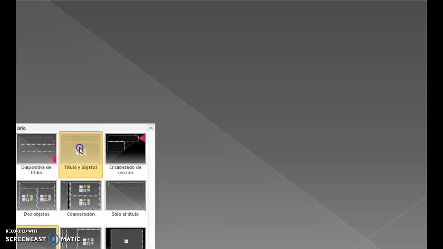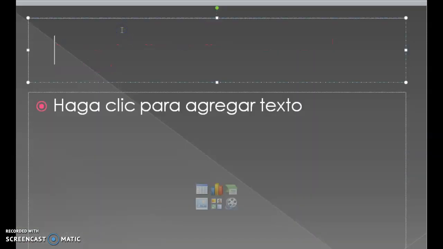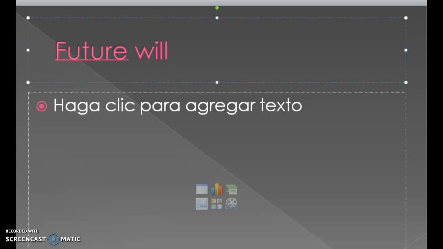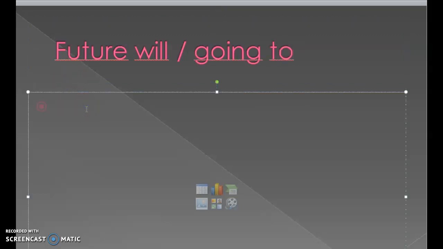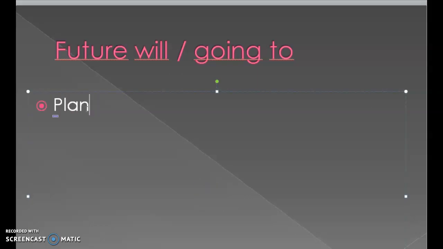Okay, now I'm going to create a slide to explain to you the present, the future. So we are going to write here future will and going to. Remember, we are going to talk about plans. You are going to use going to.